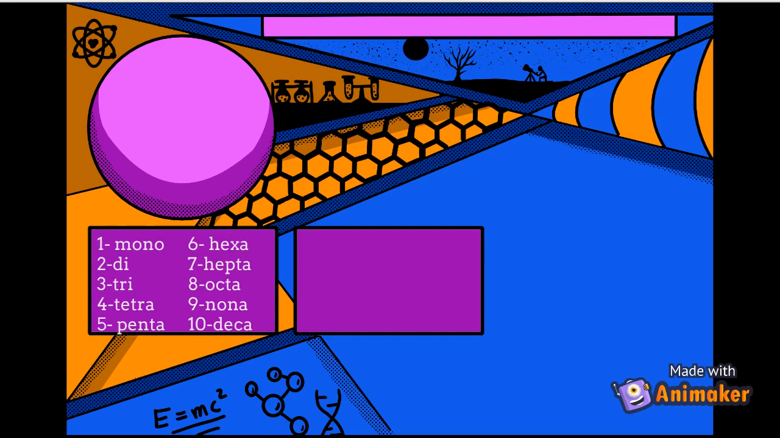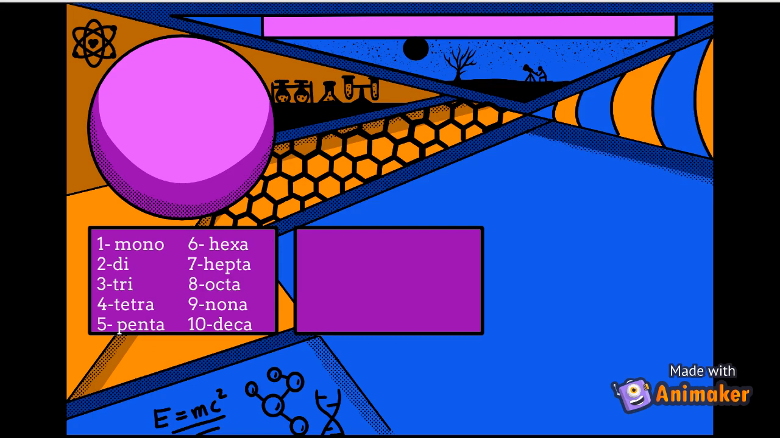When naming molecular compounds, you must use a simple rule, and that rule is to put a prefix in front of the element's name. The prefix also corresponds with how many atoms there are in that compound. For example, if you have 1 element, you say mono. If you have 2, you say di. If you have 3, you say tri.